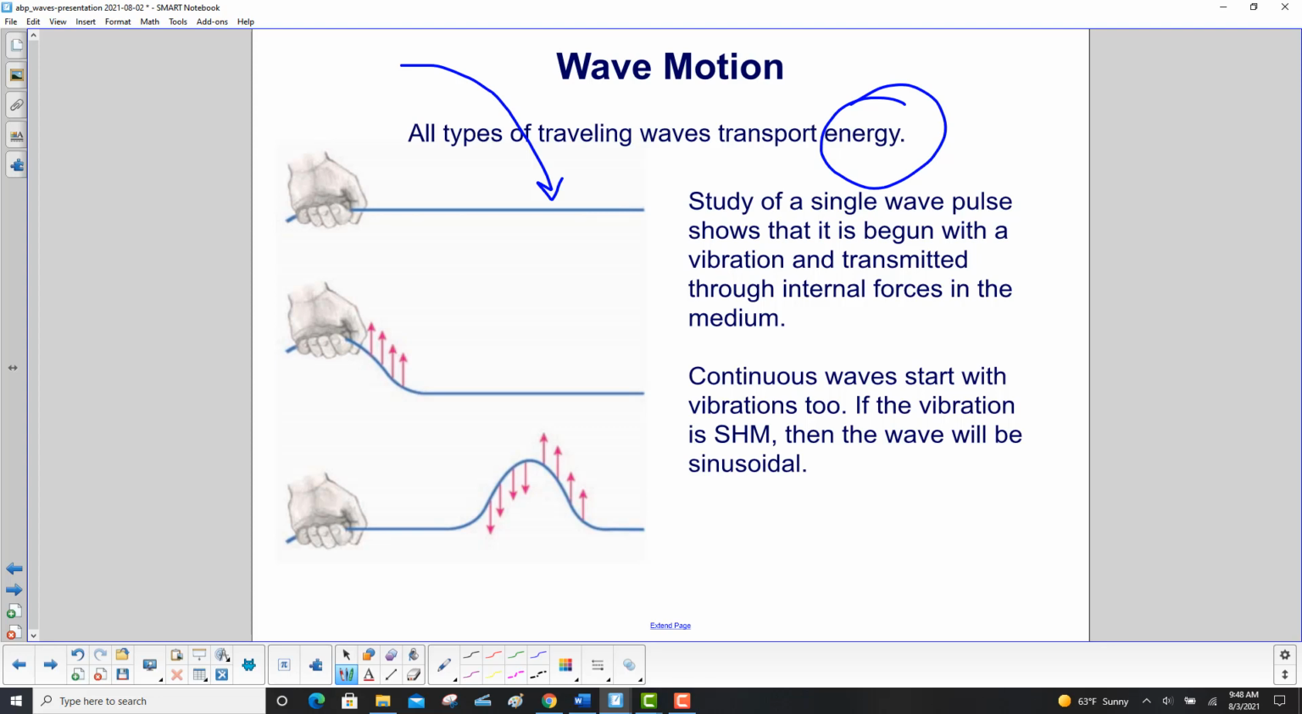And what this picture is also showing you is the motion of each individual particle of the string, just like in the water. This particle, let's pick it right there. It's not going anywhere, and here it moves up, but then it's going to come back down. It does not move in this direction. It's just going up and down.